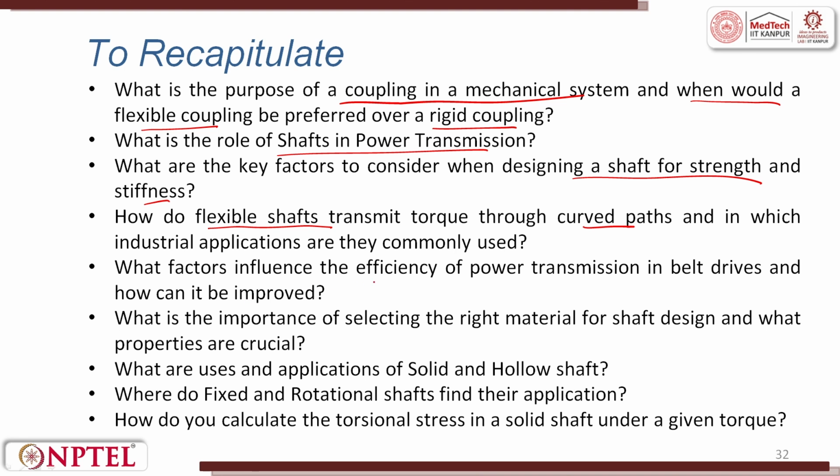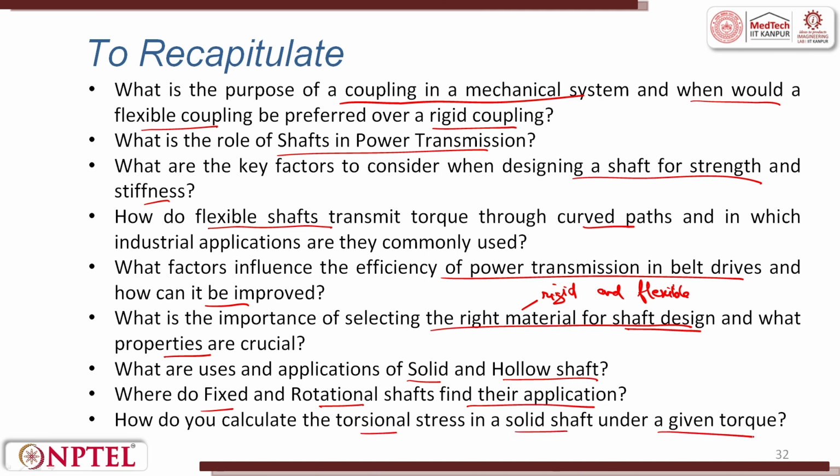What factors influence the efficiency of power transmission in belt drives and how it can be improved? What is the importance of selecting right material for shaft design and what properties are crucial? When I say right material, we talked about both rigid and flexible. So, all the characteristics or the design considerations which were there, try to list them down. So, what are the uses and applications of solid and hollow shaft? The strength to weight ratio you can mention. Where do fixed and rotational shafts find their application? How do you calculate the torsional stress in solid shaft under a given torque?